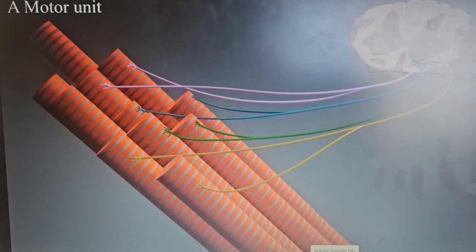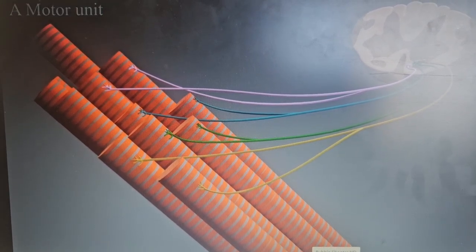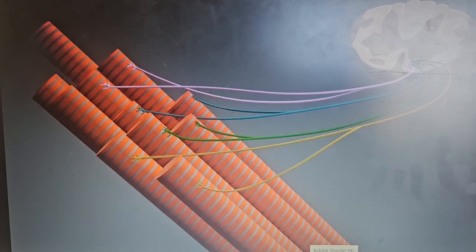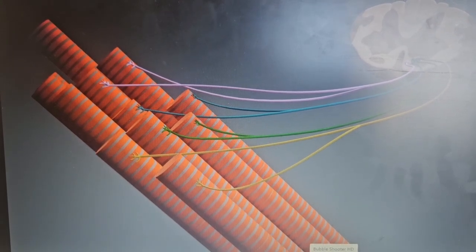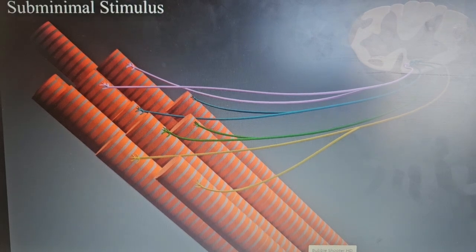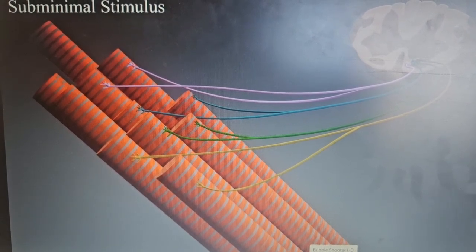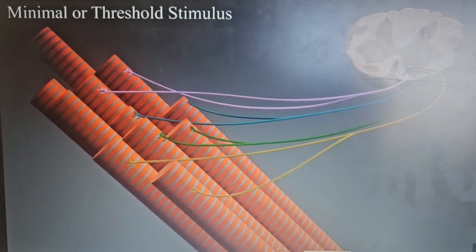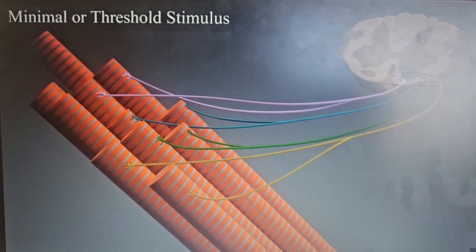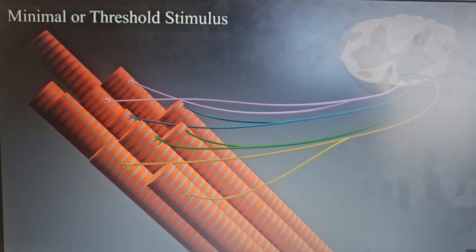The more motor units stimulated, the stronger is the muscle contraction. So let's see how many motor units each type of stimulus can excite. A subminimal stimulus is not strong enough to stimulate any motor units. A minimal or threshold stimulus is just strong enough to stimulate a few motor units in the muscle.